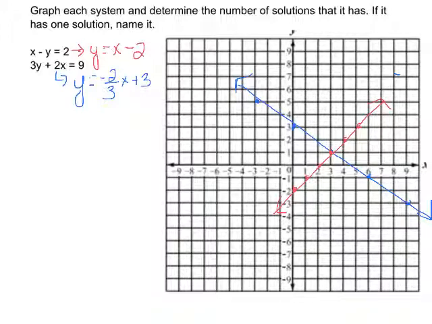And so I can see that my intersection point is right here. And that intersection is 3, 1 again. And so therefore we have a consistent and it's independent.